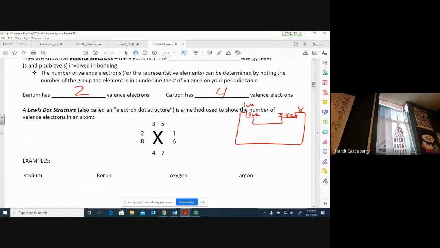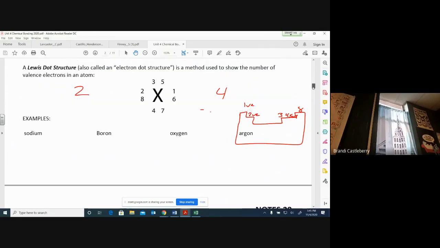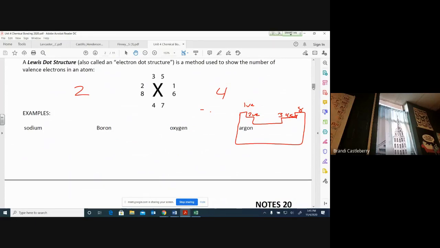All right, last thing we're going to do is just talk about a way to draw how many valence electrons something has. This is called a Lewis dot diagram, or Lewis dot structure. Now all I do is put the symbol of the element.